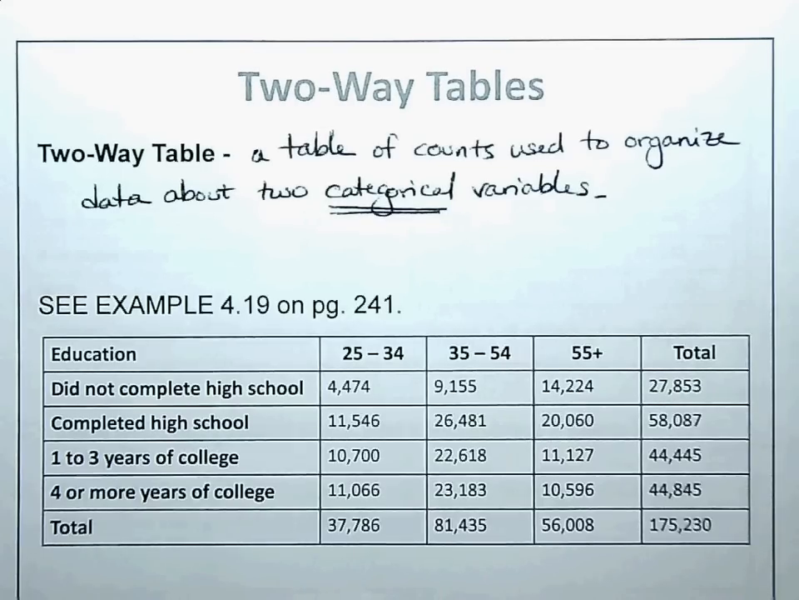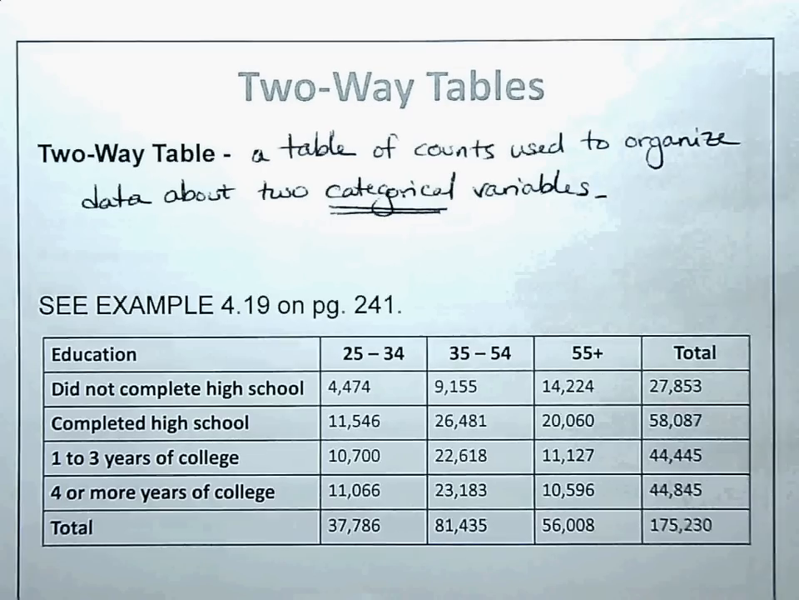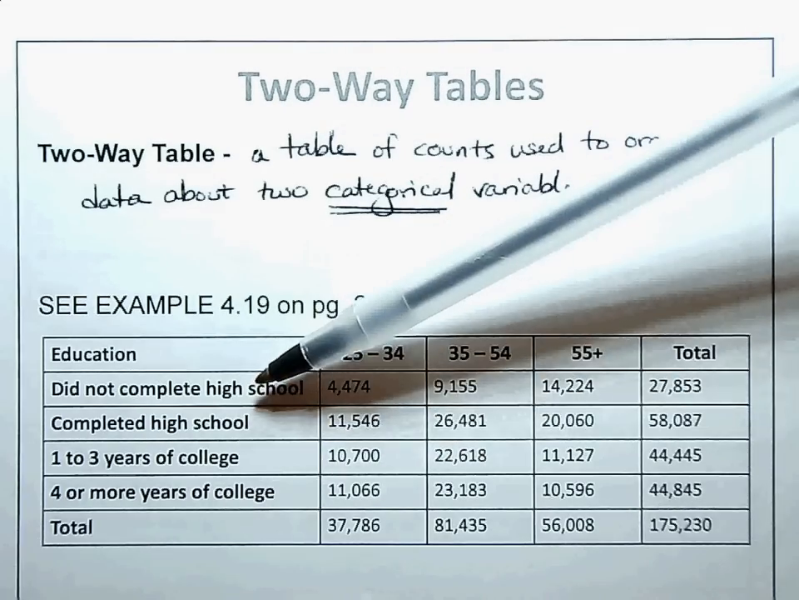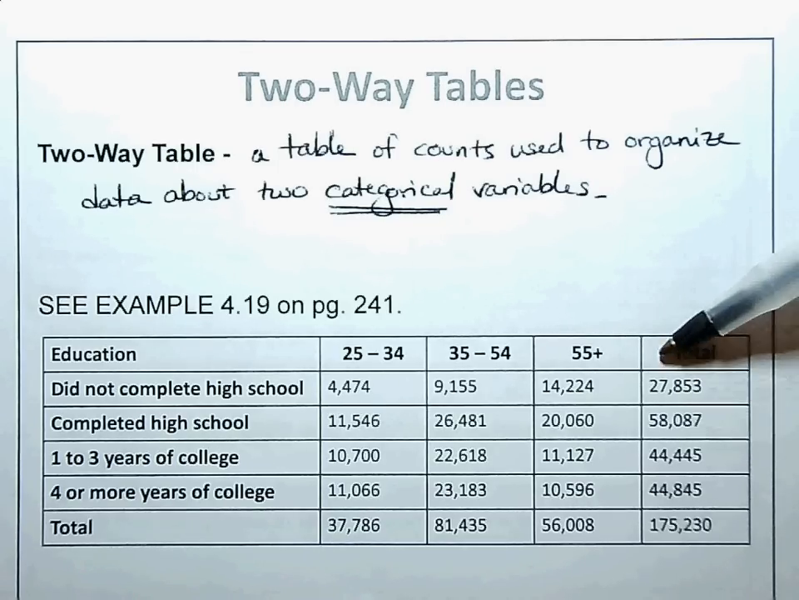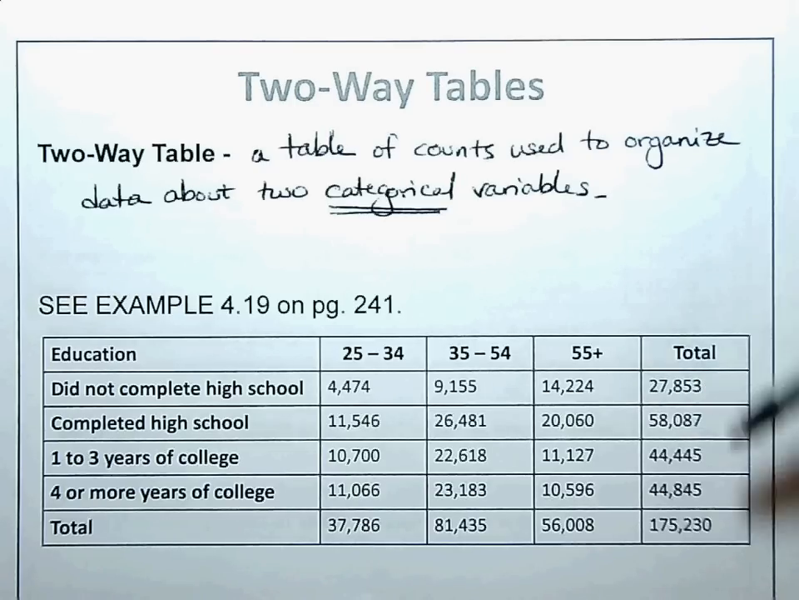The row totals and column totals in a two-way table give the marginal distributions of the two individual variables. Notice that they are in the margins. So if I wanted to look at the marginal total of those who did not complete high school, I would follow it all the way across to the total and find that 27,853 people did not complete high school. That would be the marginal distribution. I could also look at this as percents, which is the way it is most commonly shown. And we would look at the 27,853 divided by the table total, 175,230. That would be a marginal percent.